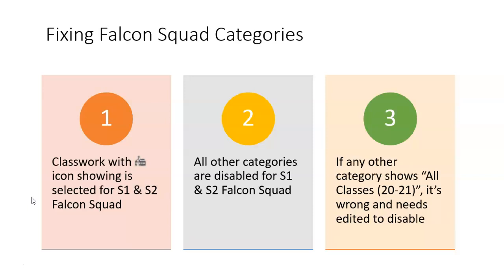As you can see here, the first thing we need to make sure is happening is that the classwork with the schoolhouse icon showing is selected for both first and second semester Falcon Squad. Next, that all other categories are disabled for first and second semester Falcon Squad. And last, we're going to check to make sure that none of the other categories shows all classes for 2021 or in future years for the appropriate school year. And if it does show that way, we need to edit it to disable that.